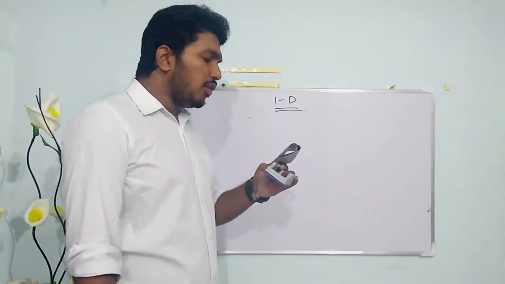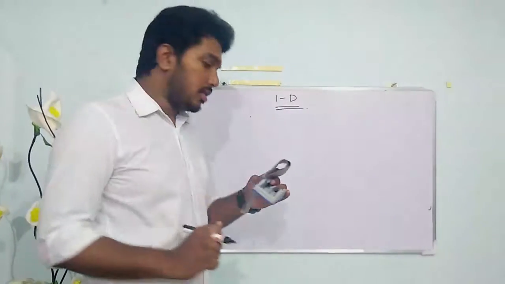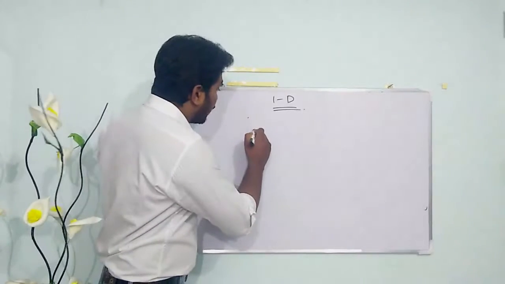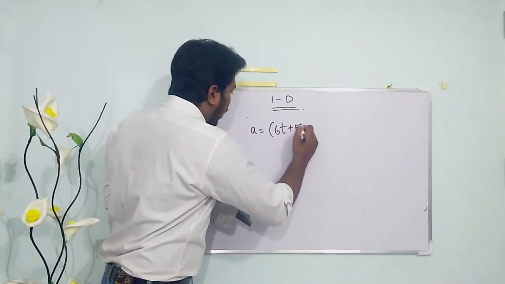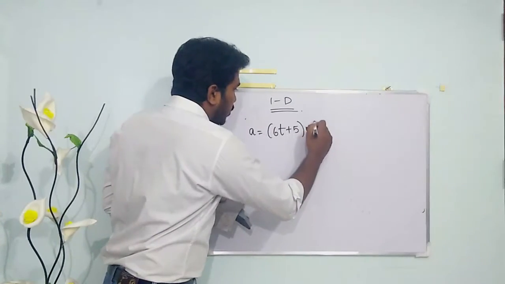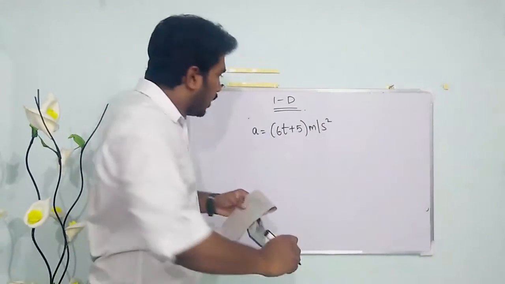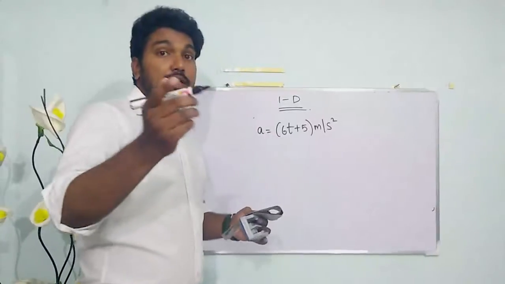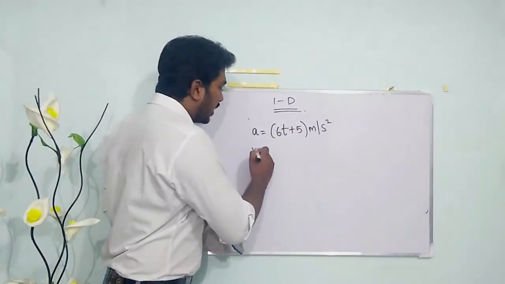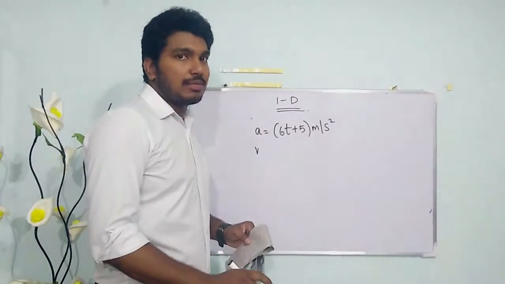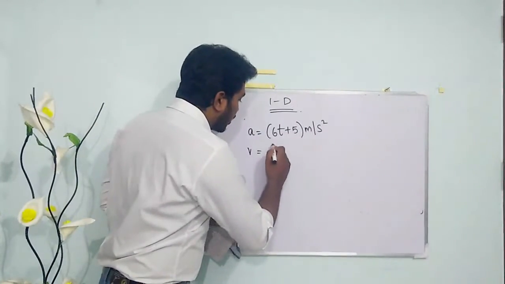Okay. So how do you find the distance covered in 2 seconds? What is given to you? Acceleration, which is equal to 6t plus 5 meter per second square, right? Now, acceleration is given. If acceleration is known, how do you find velocity? Take the integral of this, right? So what are you given to take the integral?